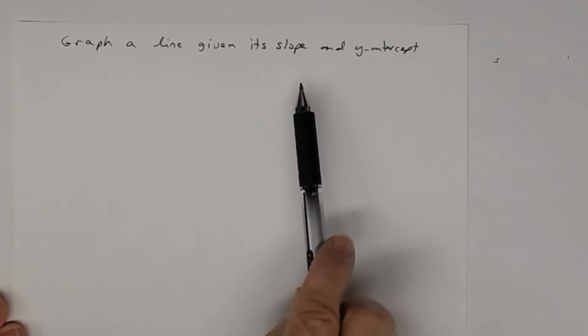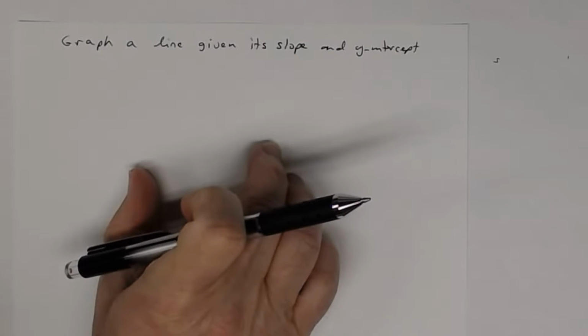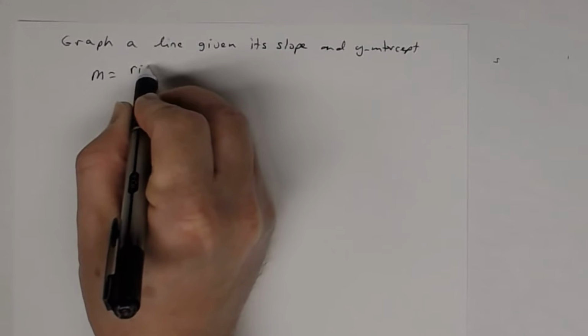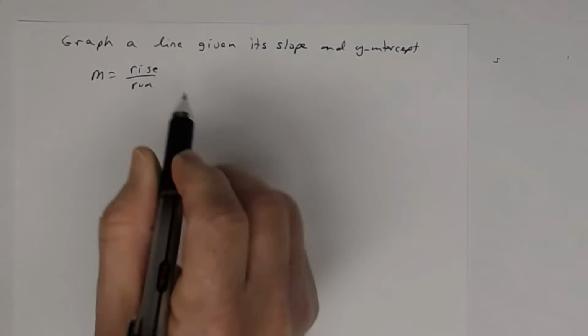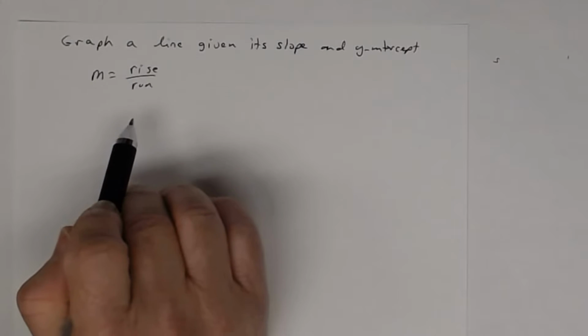In this lesson, we're going to learn how to graph a line given its slope and y-intercept. One of the things you have to remember about the idea of a slope is this: slope can be defined as rise over run. So when we do these examples, we're going to look at the idea of rise over run.